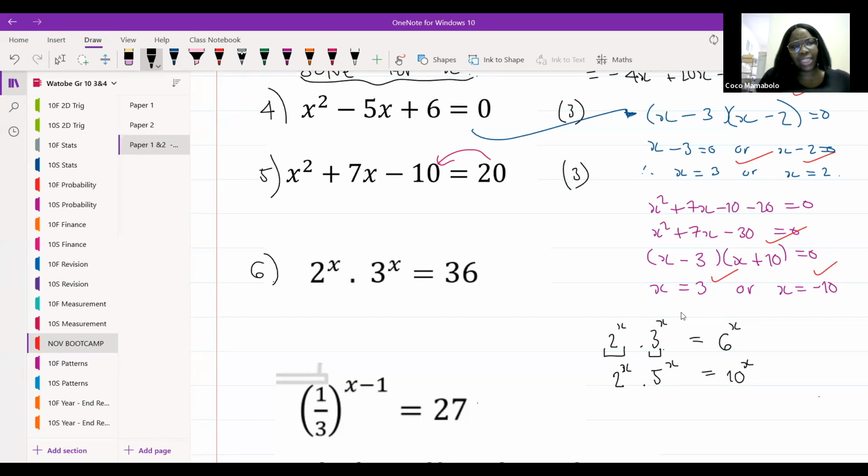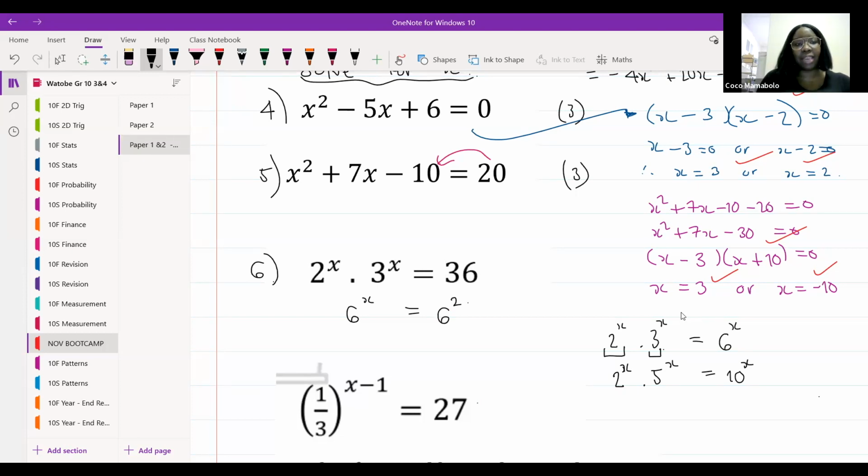Are you with me? If I take 2 to the x times 3 to the x, you just said it's 6 to the power of x. What can I do on this side with the 36 to make sure we have the same base? How else can I rewrite 36 to make sure it has a base of 6? Square root, or I can express 36 as 6 to the power of what? 6 squared. I mean, to the power of 2.